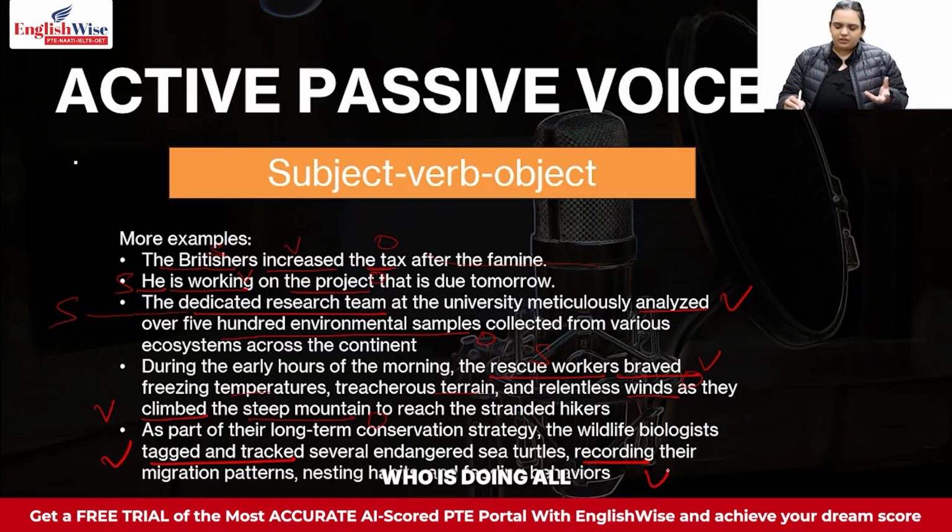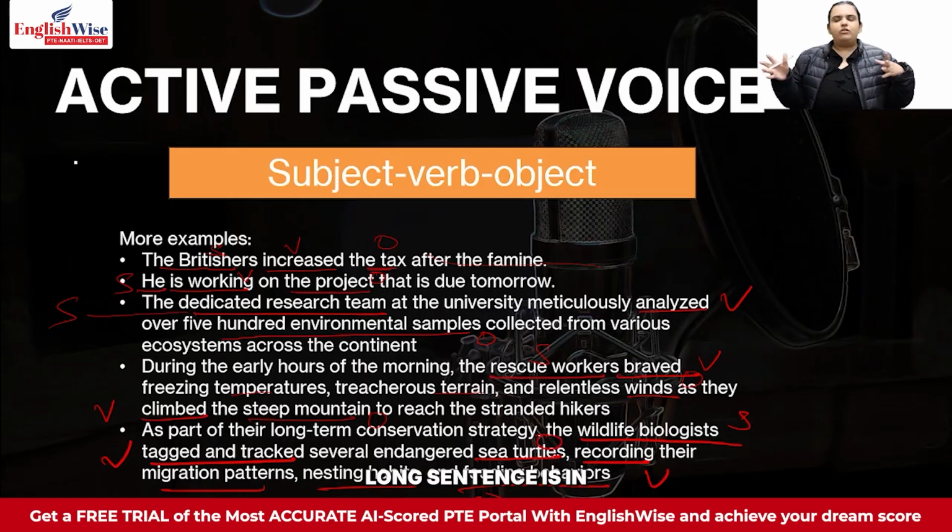Who is doing all of these actions? Wildlife biologist. So that is the subject. And what thing is the action done on? Sea turtles and migration patterns, resting habits, and behavior. So they are all my objects. Again, this very long sentence is in the form of subject, verb, object. So it is my active voice.